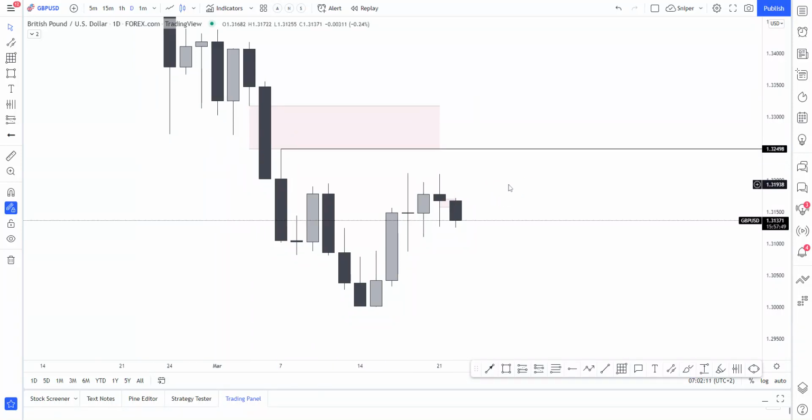Today we'll be looking at GU primarily, but we'll always also have a look at AU and EU just quickly. We're going to start off on the daily, and then we're going to drop down to the 1 hour and then the 50 minutes and see the setups that we can find.